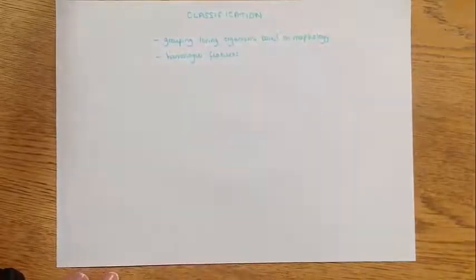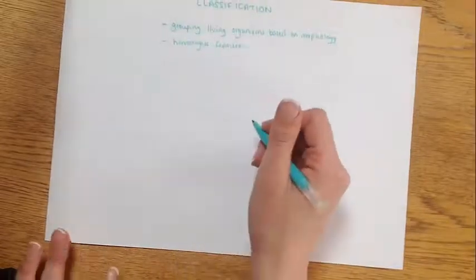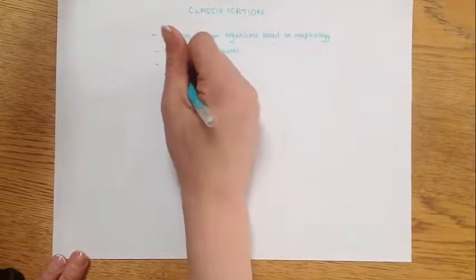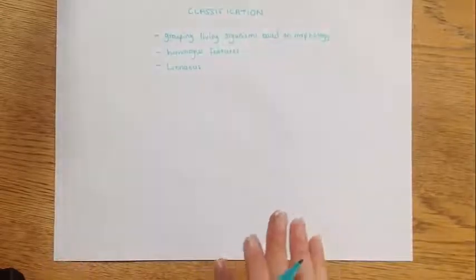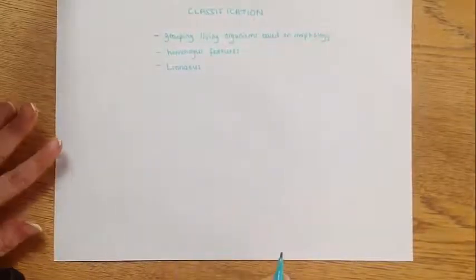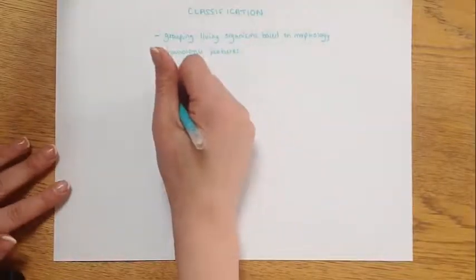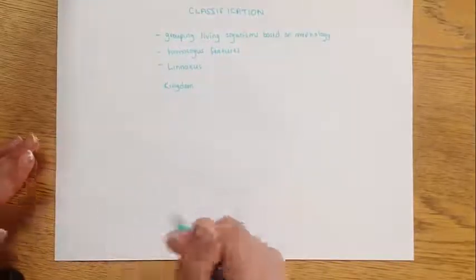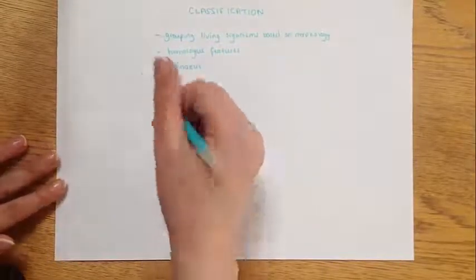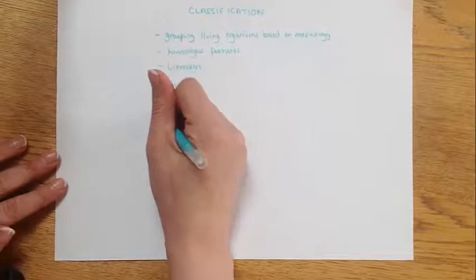So if we look at homologous features, they're features that organisms share. So for example, humans walk on two legs. That's a homologous feature that we all share. The scientist that was responsible for coming up with the classification system was Linnaeus. And what Linnaeus did was he used 7 levels of classification, starting with kingdom, which is the most general level of classification. We'll come back to kingdoms in a minute, working all the way down to species through 7 levels.